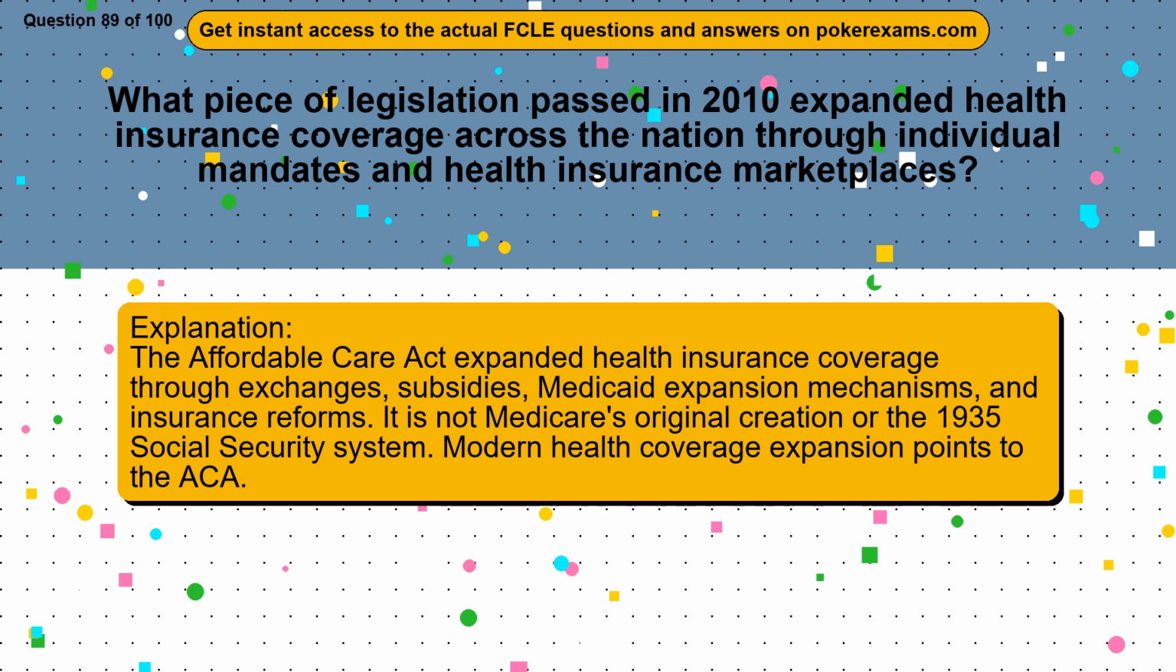The Affordable Care Act expanded health insurance coverage through exchanges, subsidies, Medicaid expansion mechanisms, and insurance reforms. It is not Medicare's original creation or the 1935 Social Security system. Modern health coverage expansion points to the ACA.